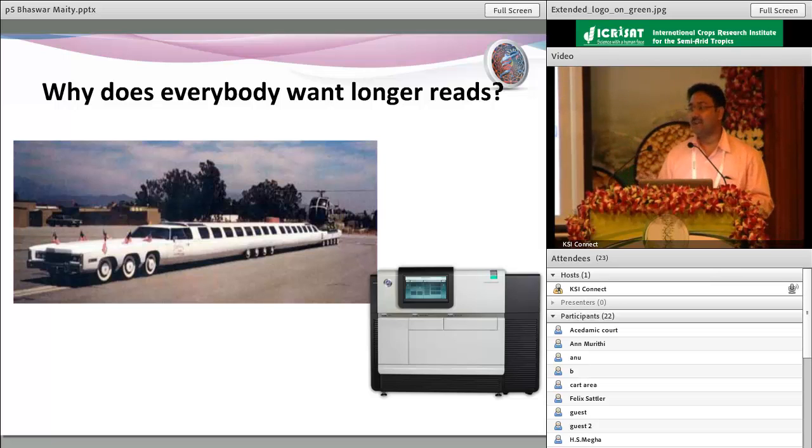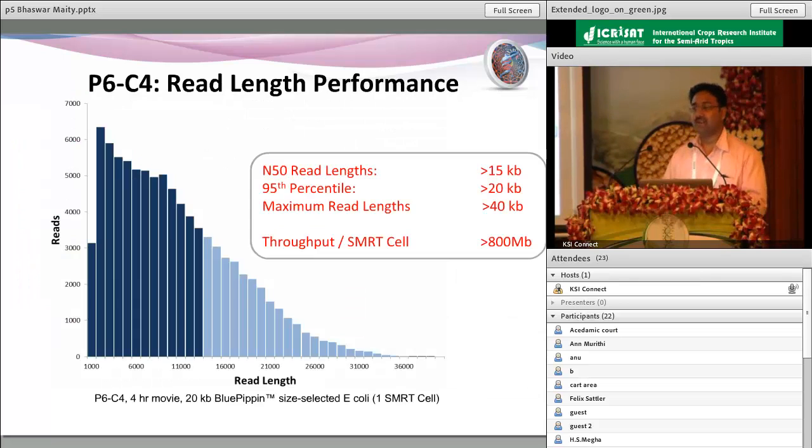There are technologies like Pacific Biosciences, which offers extreme long reads. This technology today delivers an average of around 10 kilobases, with read lengths as high as 40 kilobases achieved in laboratories and by customers globally.